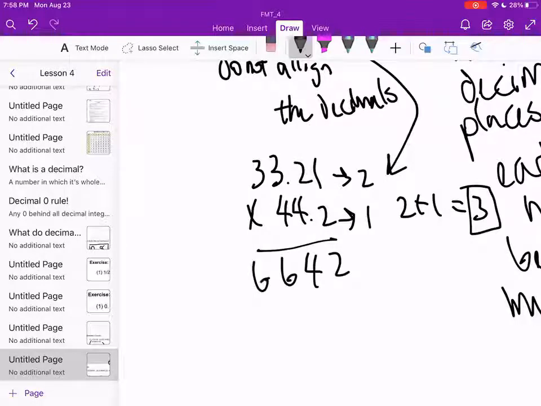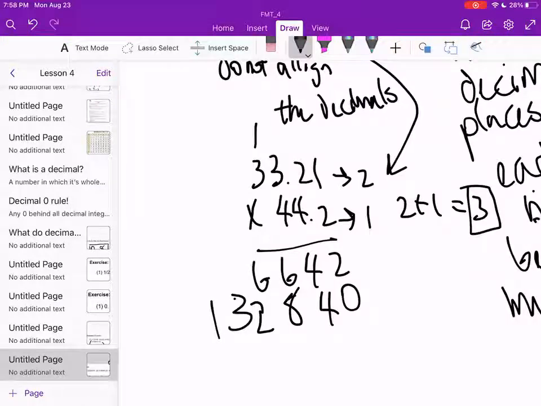And then 4 times, so I'm going to put a 0 here. 4 times 1 is 4. 4 times 2 is 8. 4 times 3 is 12. Put the 1 here. 4 times 3 is 12 again, so plus 1 is going to be 13.